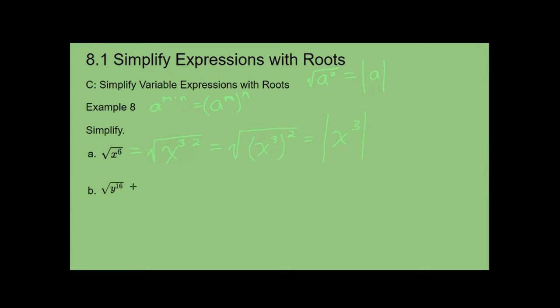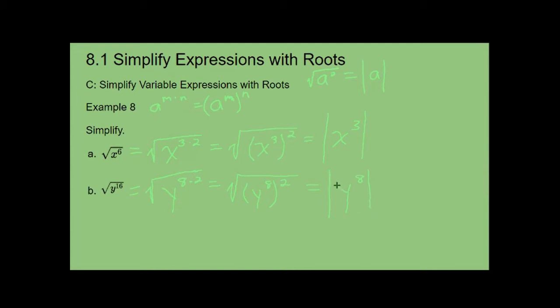So let's do it with y to the 16th. I'm going to rewrite this as y to the what times 2? I want to get something times 2 because I want to have it squared. So that would be 8 times 2. Then I can rewrite that as y to the 8 squared. Now I've got it in the form I want: the square root of something squared. And I know then that I'm going to have the absolute value of whatever I'm squaring in that square root. So the absolute value of y to the 8th.